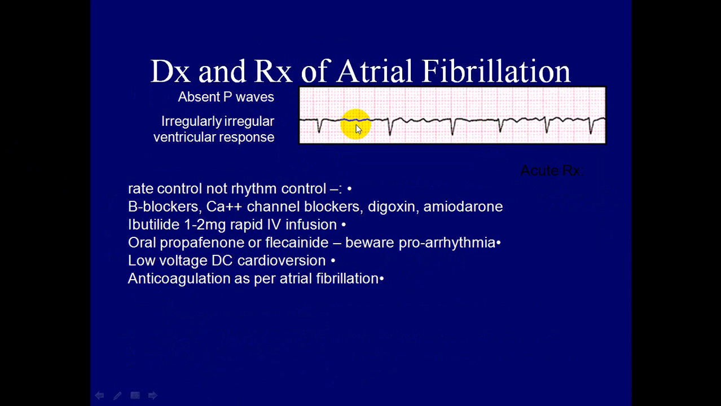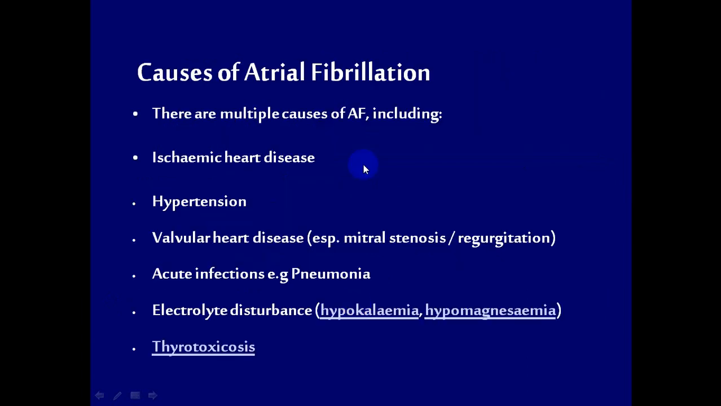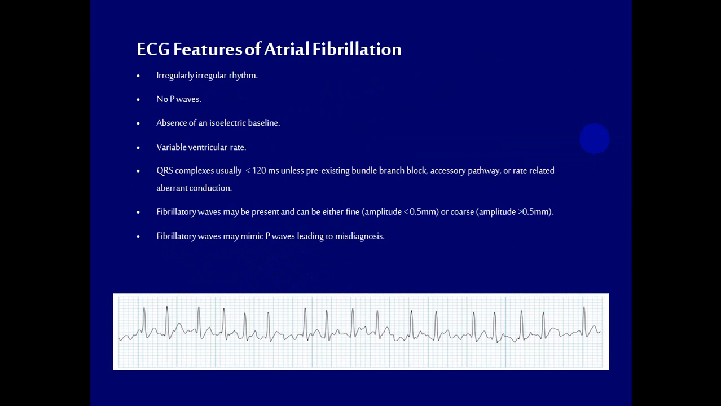If the patient is hemodynamically unstable, with shortness of breath, heart failure, unconsciousness, or hypotension, sometimes we do cardioversion, transthoracic. The dose is usually high, more than 100 joules. Causes: we will summarize the causes of atrial fibrillation. There are multiple causes, including, as we said, coronary heart disease, hypertension, valvular heart disease, mitral stenosis, regurgitation, acute infection, for example pneumonia, electrolyte disturbance, hypokalemia, hypomagnesemia, and thyrotoxicosis.